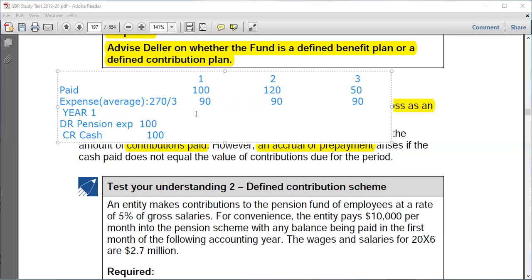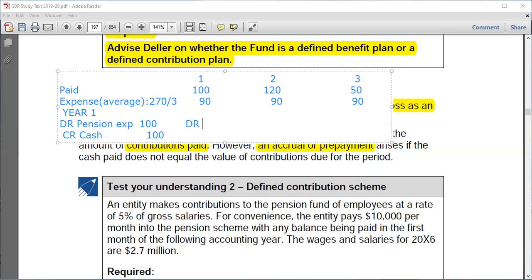So what do I do? It means that I paid much more than what I should have paid. Because when you call something an expense, it's what you have really incurred during the period. So you could have paid just 90, but actually paid 100. So you paid more. So if you paid more, it is a prepayment. It's a prepaid expense. And we know that a prepaid expense is an asset.